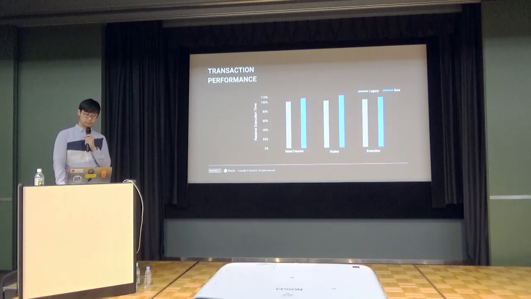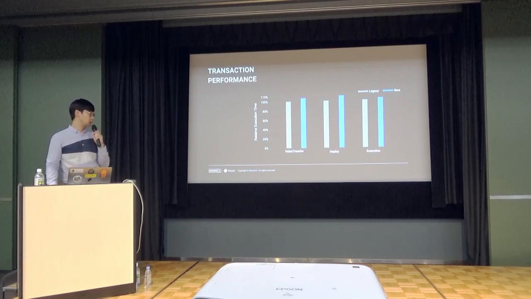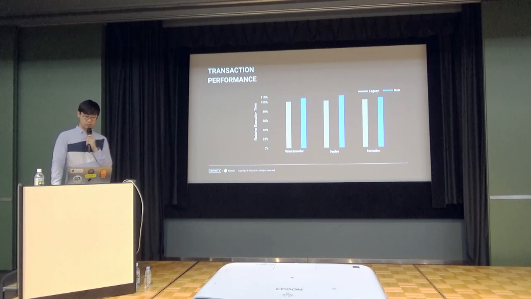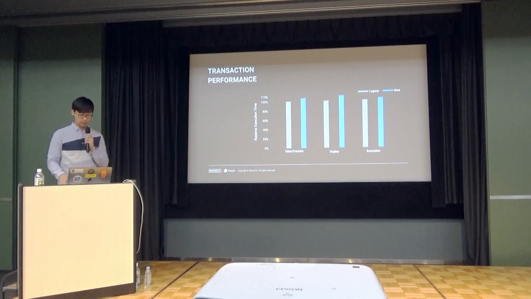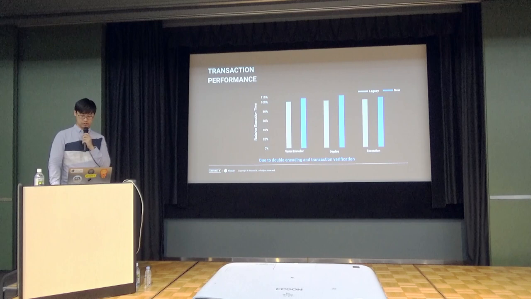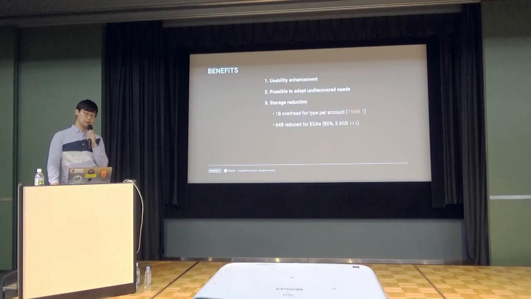And let's talk about the performance. In this chart, the x-axis shows the functionalities: value transfer, smart contract deploy, and smart contract execution. And the y-axis shows the relative execution time over legacy. As you can see, our new transaction types perform slightly slower than the legacy, which means less than about 10% slower than an Ethereum transaction. This is due to the double encoding and transaction verification. But we have more benefits.